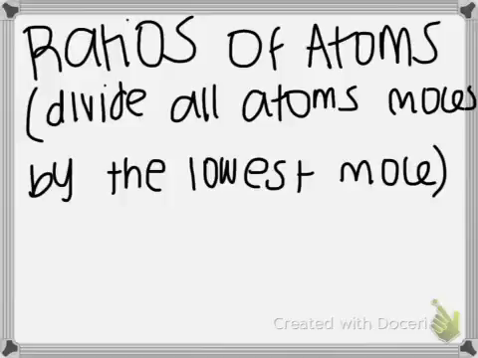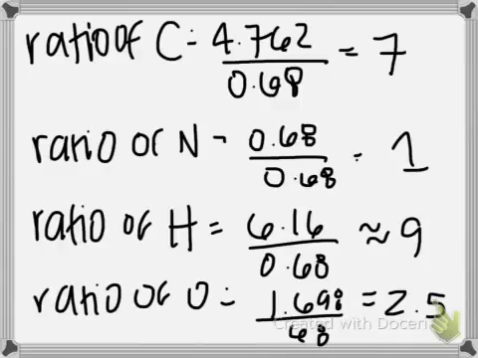So we're going to divide all of the atoms' moles that we just found by the lowest number of moles that we found. The lowest number of moles we found was 0.68 moles of nitrogen. So we're going to divide all of the moles we found by that 0.68 moles of nitrogen. My ratio of carbon equals 7. My ratio of nitrogen equals 1. My ratio of hydrogen equals roughly about 9. And my ratio of oxygen equals 2.5.